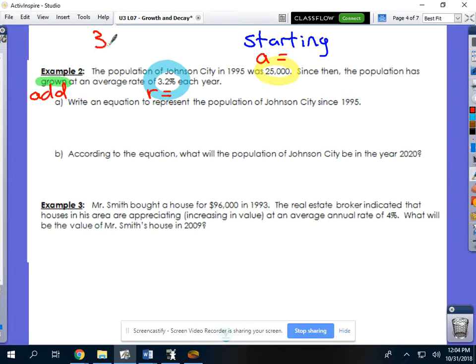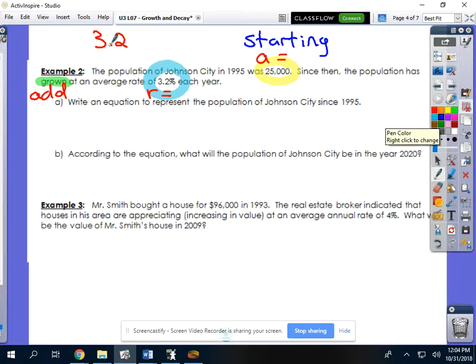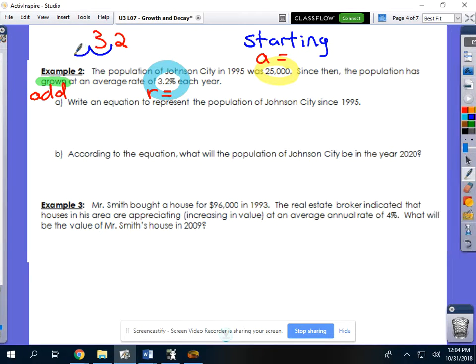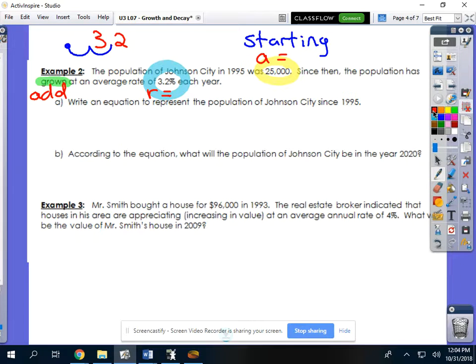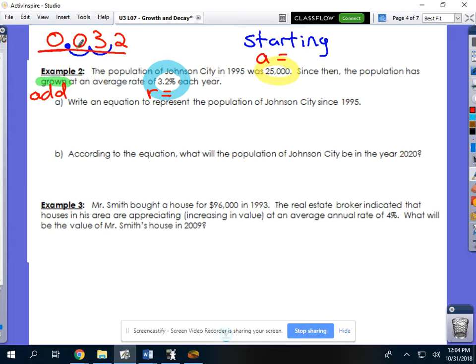So 3.2 as a decimal. Let's talk about what that is. 3.2 as a decimal. We need to take the decimal point and move it 2 places. So that now gives us a 0 right here. So our decimal is 0.032. If you don't want to write the first 0, that's fine. If you just want to write .032, that's fine. But be very careful that we write down that correct R value.